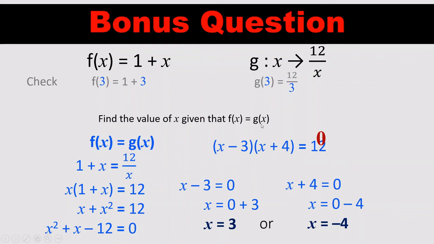But also, when x is equal to negative 4, f of negative 4 would be 1 plus minus 4. Now plus minus, that means subtract. And 1 minus 4 is negative 3. g of negative 4 will be 12 divided by negative 4. And 12 divided by negative 4 is also negative 3. So that works as well. f of negative 4 is equal to g of negative 4.